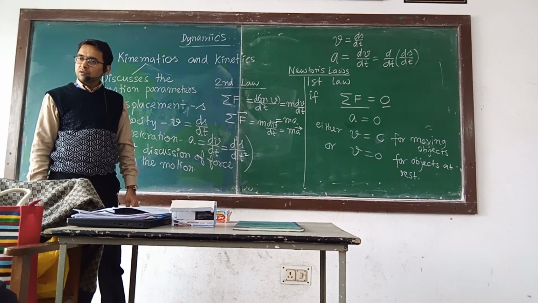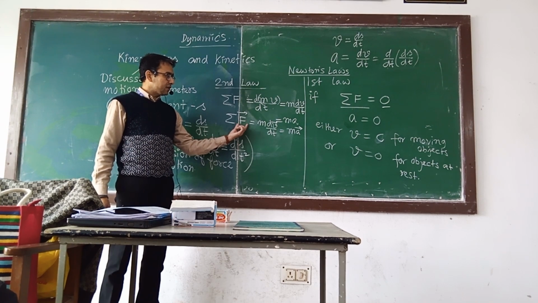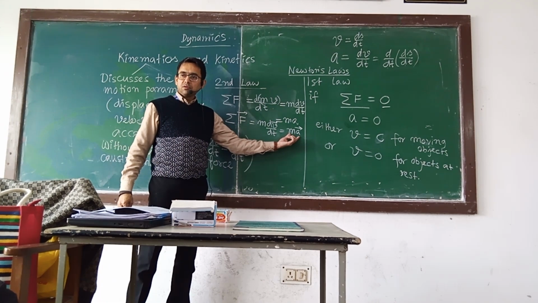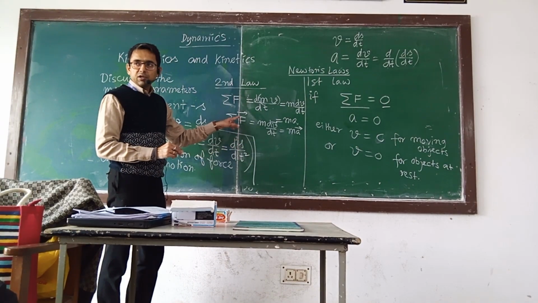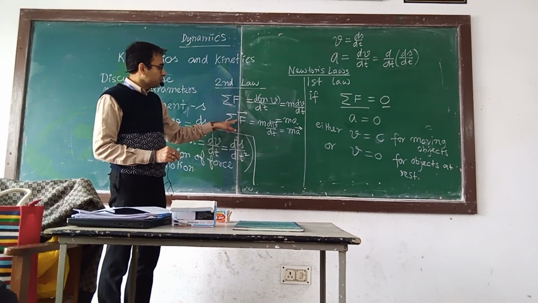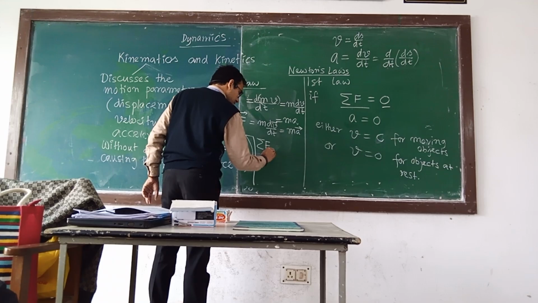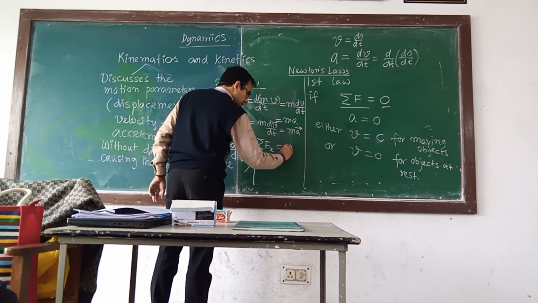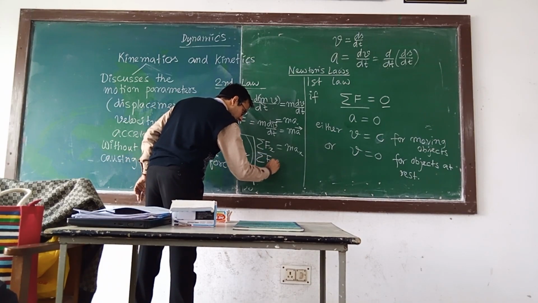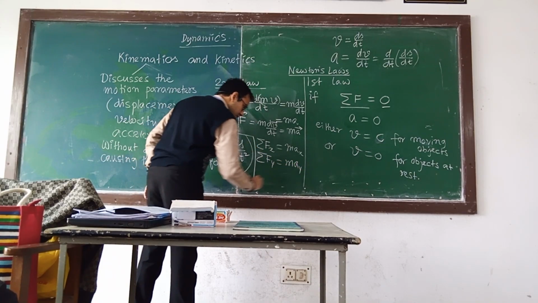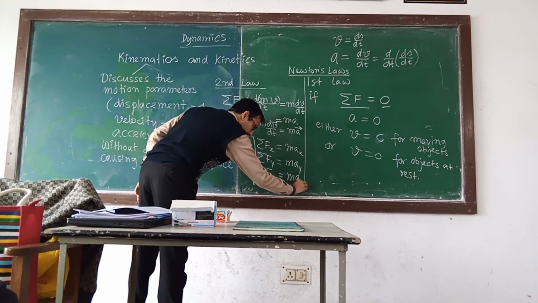Clear? Okay. Now, if it is a vector, then you can decompose the vector. So you can decompose this vector as well as you can decompose this vector. Isn't it? So that means what will happen? If I decompose this vector into three directions, it will be: summation Fx is equal to m ax, summation Fy is equal to m ay, summation Fz is equal to m az.